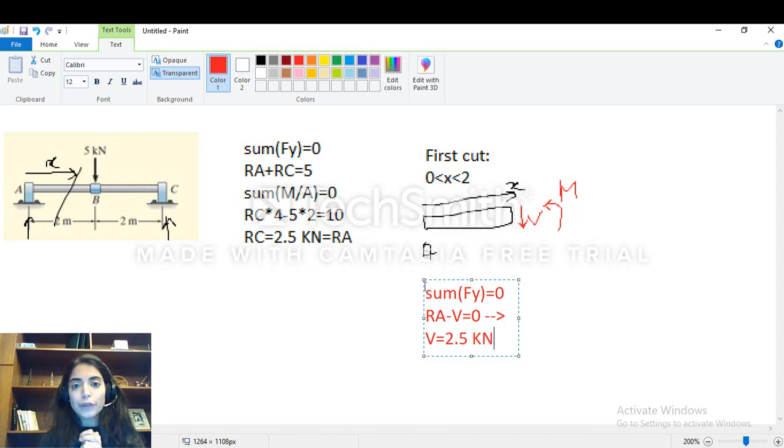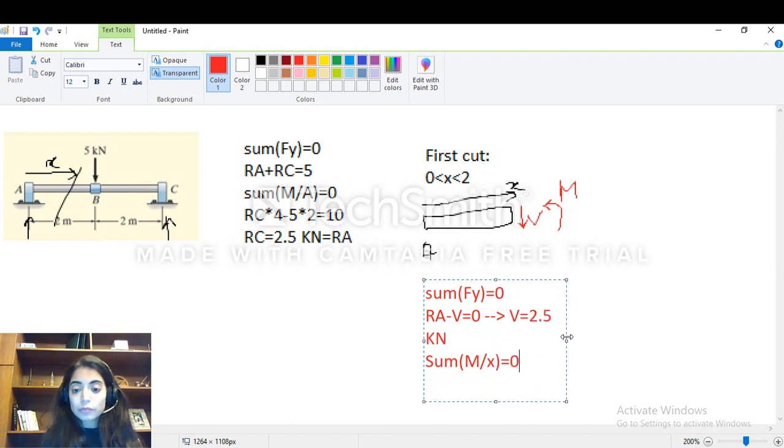As I said, guys, in the previous video, you should take the moment at x, in order to get rid of V. So sum of moment at the point x is equal to 0 will give me what? I have the force RA, so RA times x, because I cannot say it is RA times 2. Now here the distance is x, and pay attention, guys, because all the students will fall in this mistake. It is RA times x and not RA times 2.